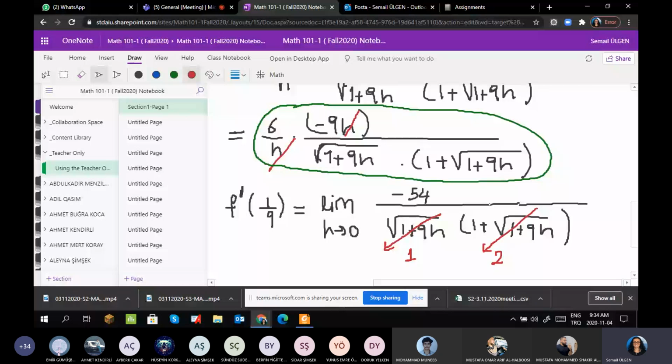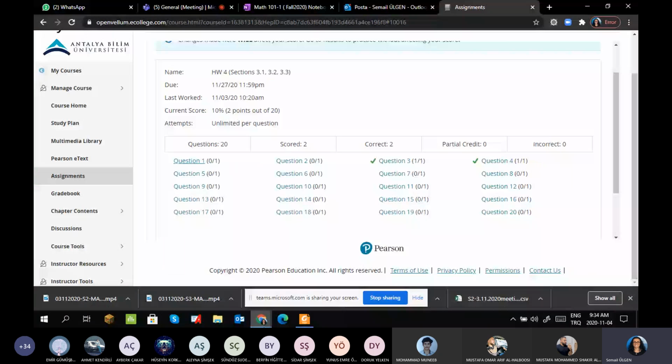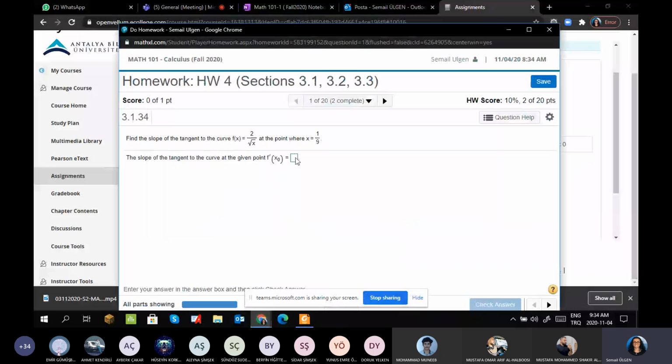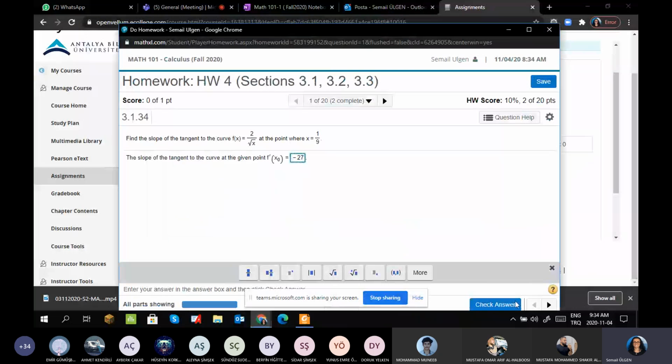So what is the answer then? It's negative 54 over 2. So we are going to write it down here. Is it negative 27? Yes, it is. So this is the slope that we have. We are going to go back to question 1. They are asking for the slope, so I'm going to just write negative 27 and check the answer.